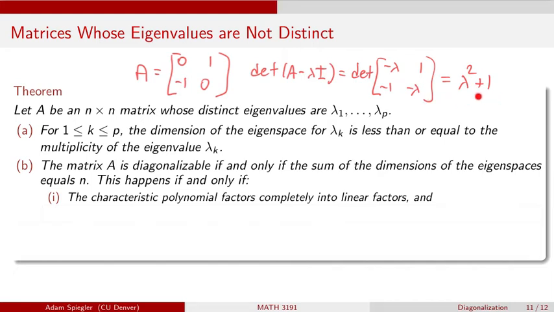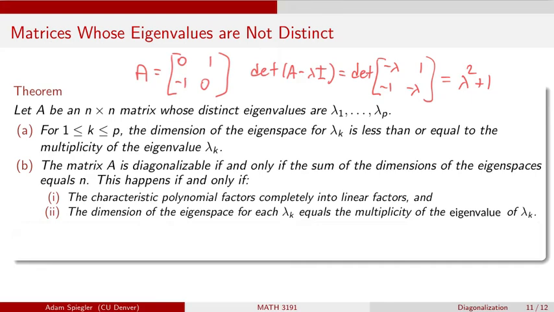So this is an example of a characteristic polynomial which does not factor into linear factors over the real numbers. And we'll discuss next what to do if we have complex eigenvalues. But for now, we're going to say that if we can't factor the characteristic polynomial completely over the real numbers, then it's not going to be diagonalizable. If we can factor it into linear factors, then we also need to make sure that each of the eigenspaces has dimension which is equal to the multiplicity of the eigenvalue lambda k.